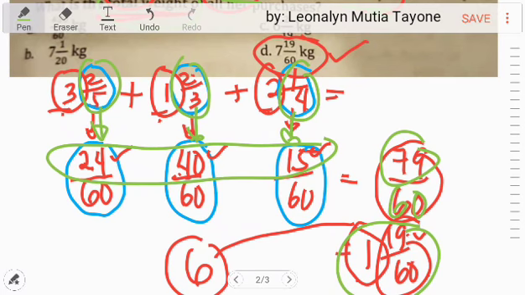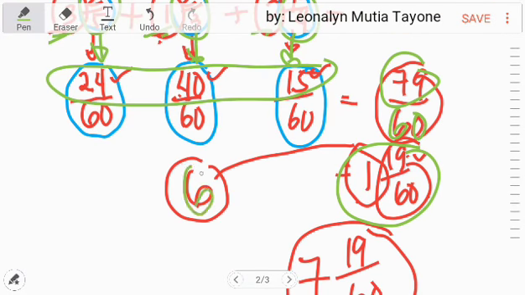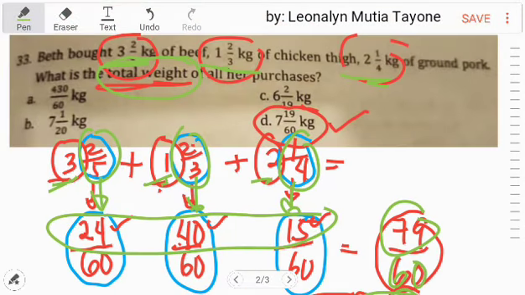Ngayon, balikan natin yung mga whole numbers. 3, 1, at saka 2. I-add natin yan. And their total is 6. At itong 6 ay i-add natin dito sa whole number natin na 1. So, 6 plus 1 equals 7. At kopyahin itong fraction natin na 19 over 60. So, ang sagot dito ay 7 and 19 over 60.